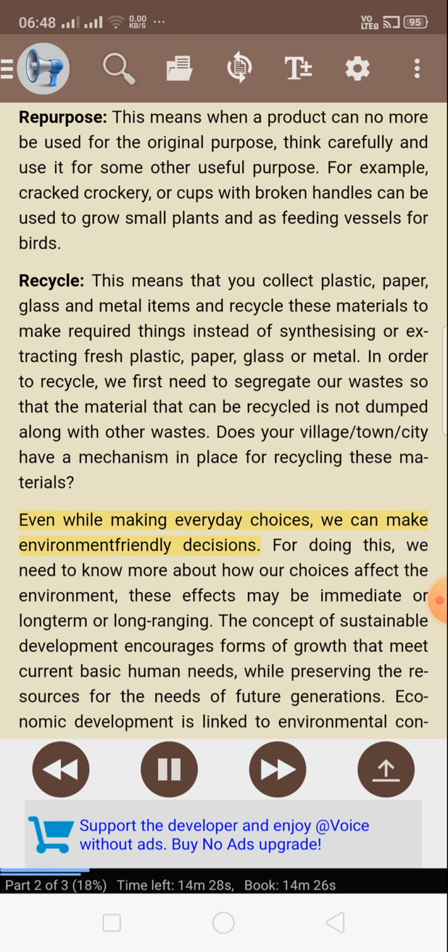Even while making everyday choices, we can make environment-friendly decisions. For doing this, we need to know more about how our choices affect the environment. These effects may be immediate or long-term or long-ranging. The concept of sustainable development encourages forms of growth that meet current basic human needs while preserving the resources for the needs of future generations.